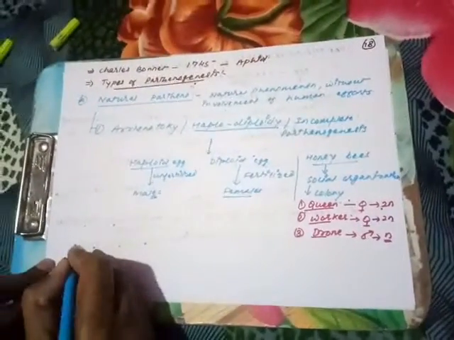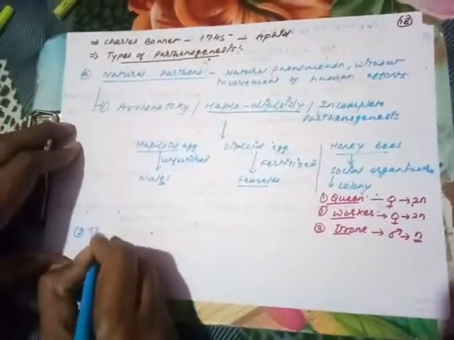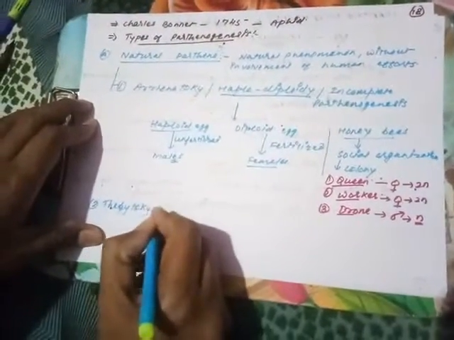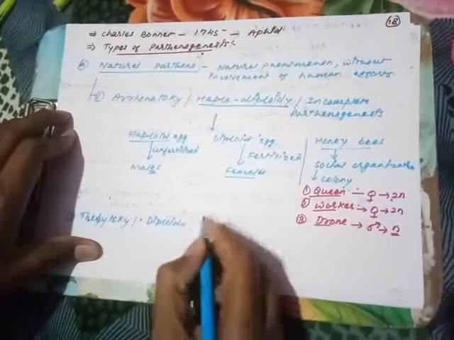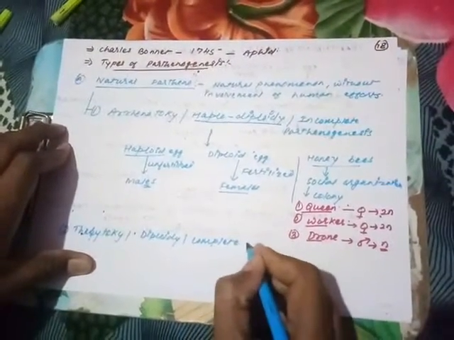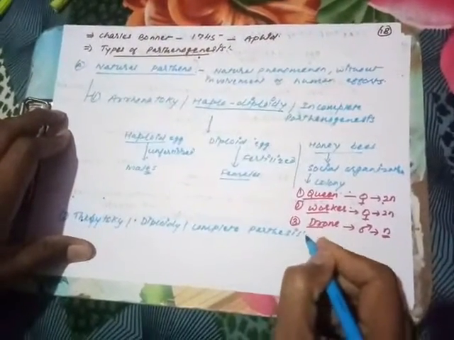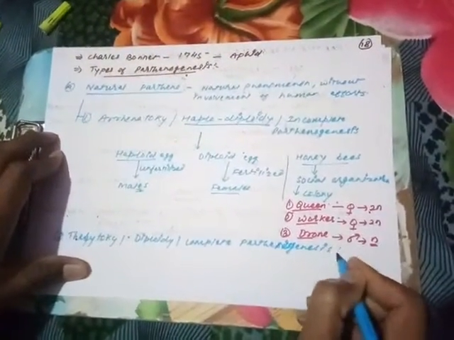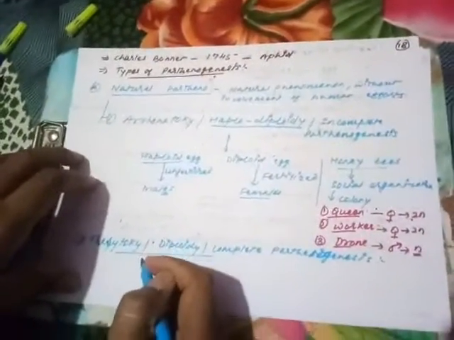The second type of natural parthenogenesis is thelytoky. These are diploid, or complete parthenogenesis, means they are not having any other means of sexual reproduction. They are performing only one way of reproduction, that is parthenogenesis. What happens in case of diploid parthenogenesis or diploidy?